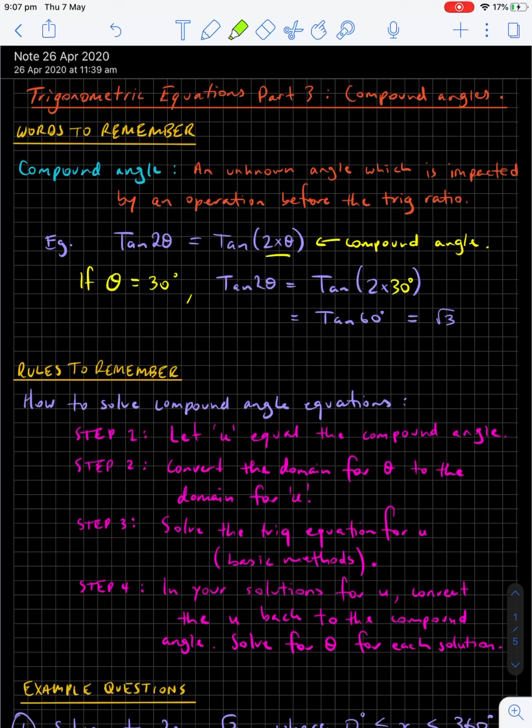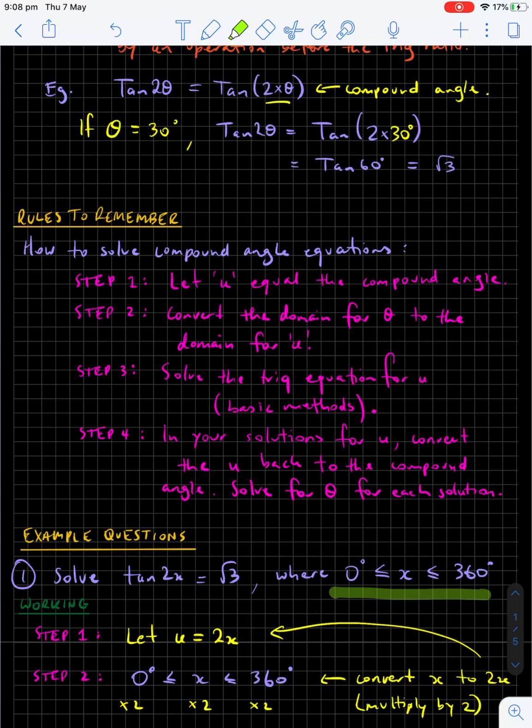Okay, so how to solve these compound angle equations. There's a few extra steps that you have to remember to do with these. Step 1, you need to let u equal the compound angle. It's all about changing a compound angle into an angle u, which is not a compound angle. So we let u equal this compound angle. Step 2, we then convert the domain for theta to the domain for u. To be able to work with this u, we need to have the domain for it.